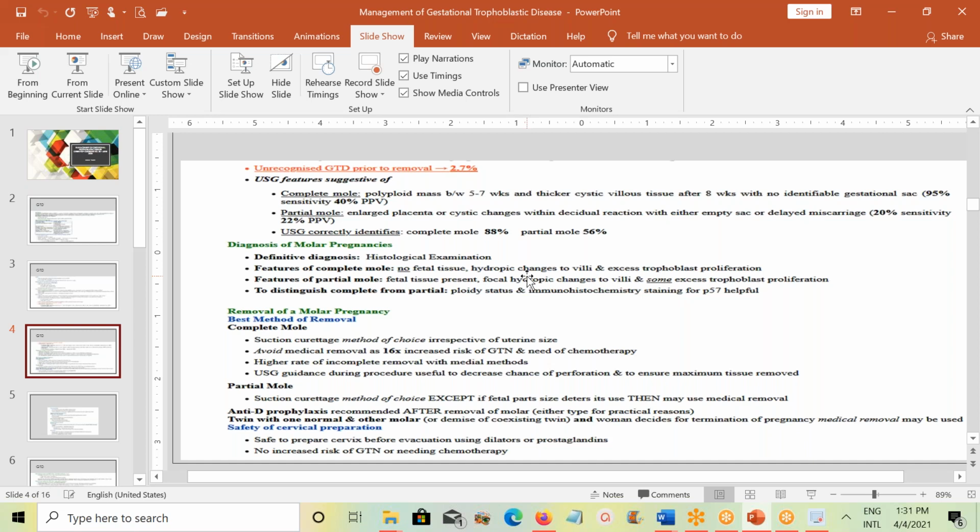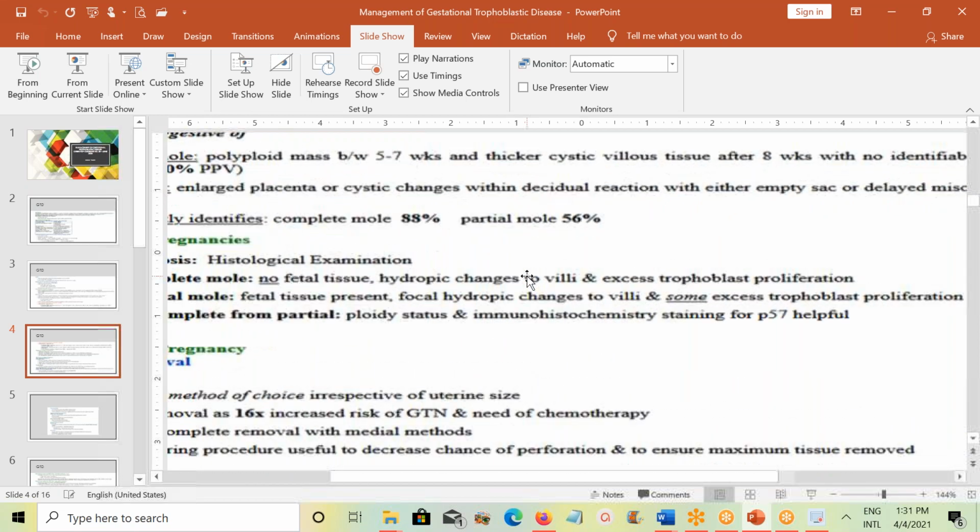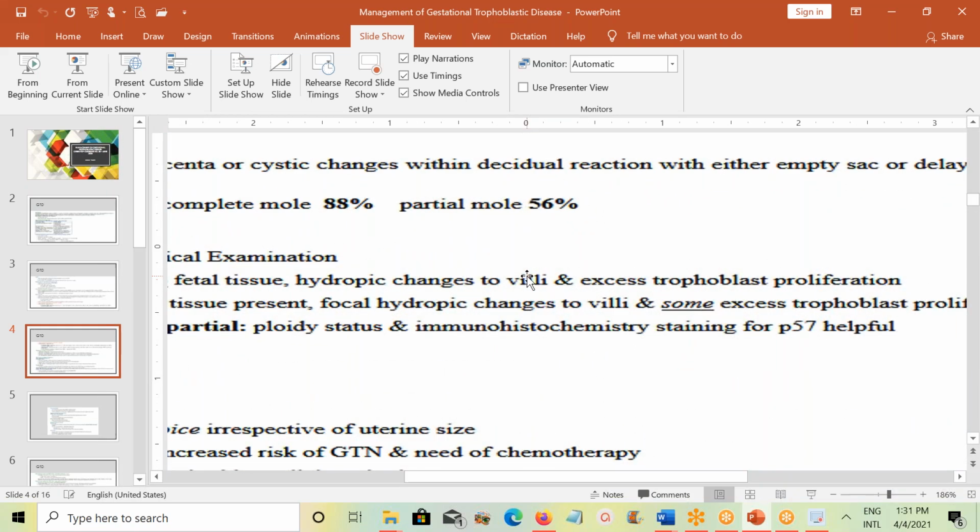What else can be used in addition to the ultrasound? Because ultrasound is just screening. It is helping in the diagnosis, but this is not a specific diagnosis. So what will be the specific diagnosis in such cases? We will see the immunohistochemistry staining for P57, that is also found to be helpful. That is one thing. Okay? So these are the diagnostic techniques.